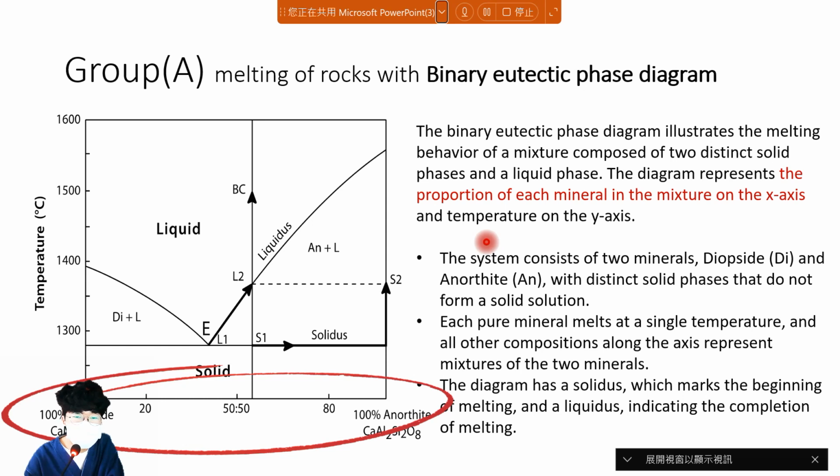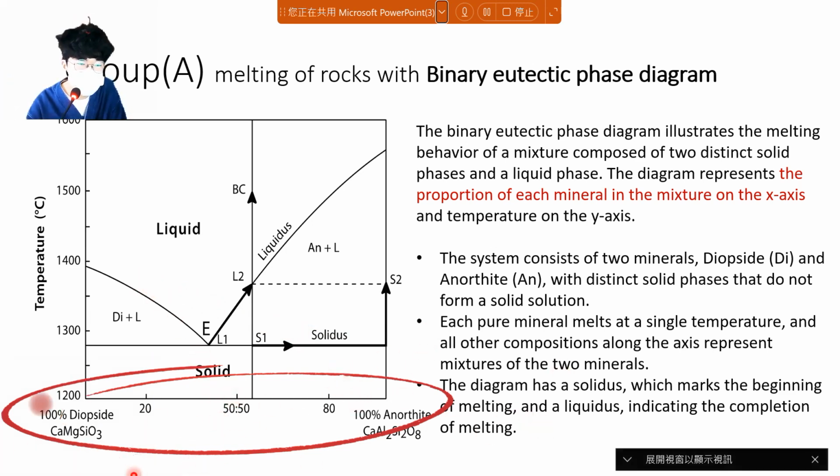The system consists of two minerals, diopside, Di, and anorthite, An, here, with distinct solid phases that do not form a solid solution. Each pure mineral melts at a single temperature, and all the other compositions along the axis represent mixtures of the two minerals, in different proportions.